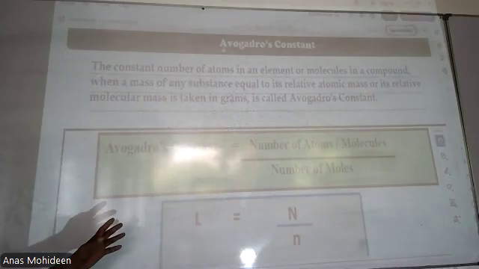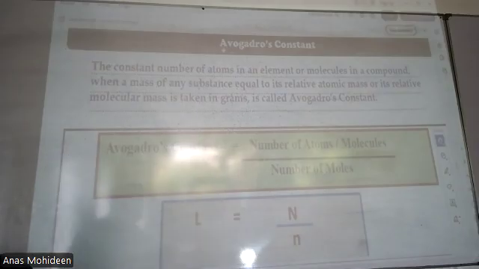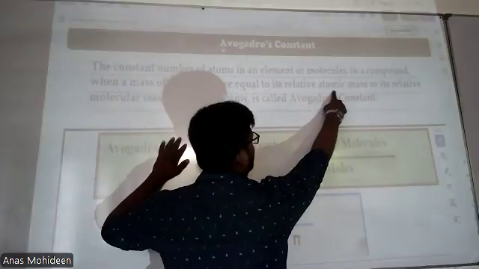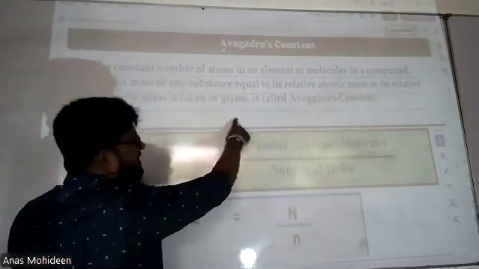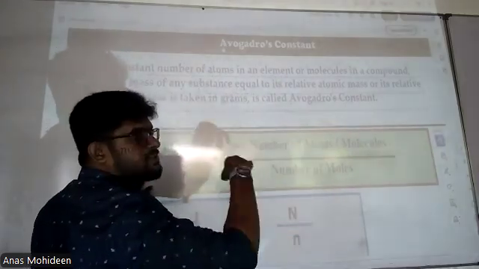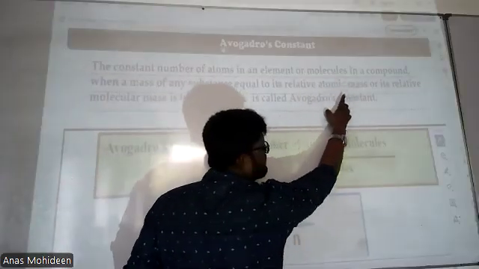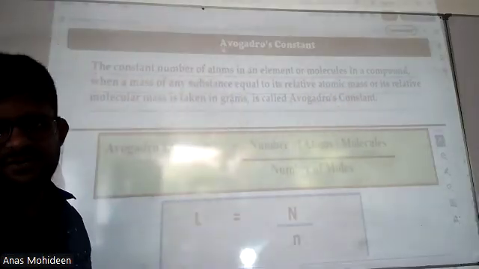But we learned this earlier. What we summarized earlier is the same thing. Can you see? We said relative atomic mass taken in grams, relative molecular mass taken in grams, it is called 1 mole. And how many particles does this 1 mole contain? The particles are atoms in elements and molecules in compounds. This is what we term as Avogadro's constant.